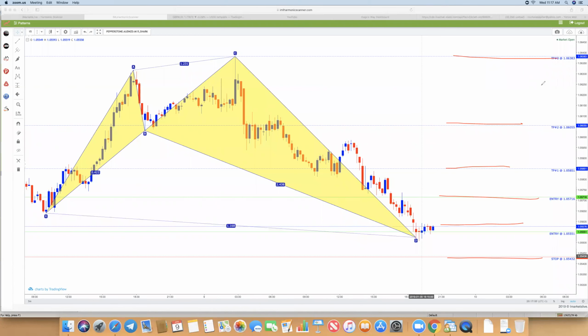And so the reason why I want you to use the Harmonic scanner is so that you don't have any guesswork about where your support and your resistance levels are. So you don't have to go draw them. They already drew them for you. They're green, red, and blue.